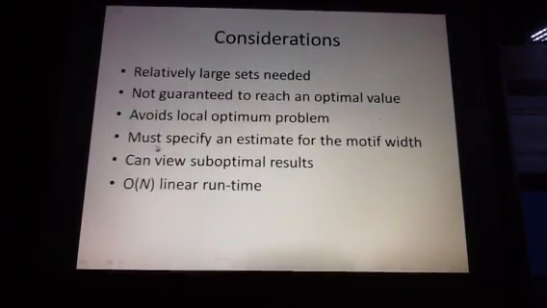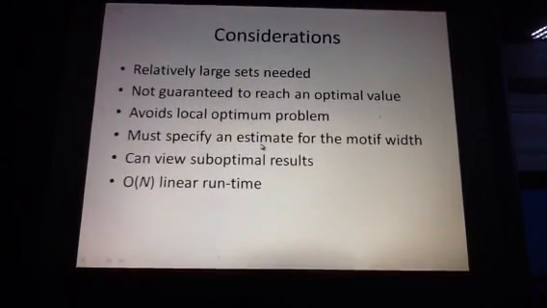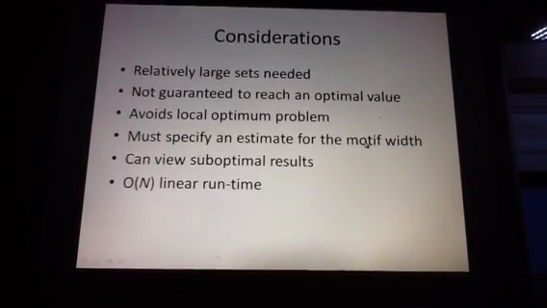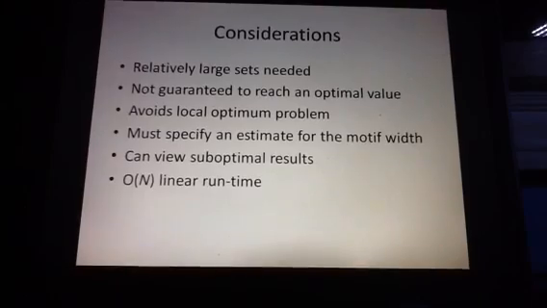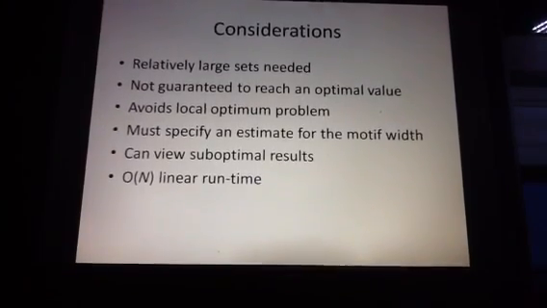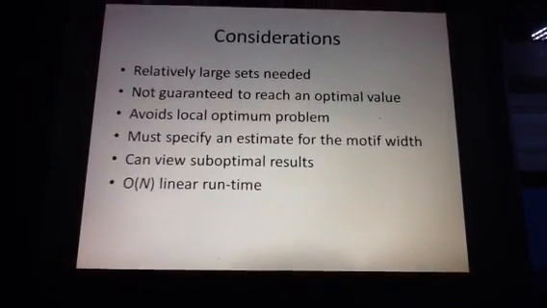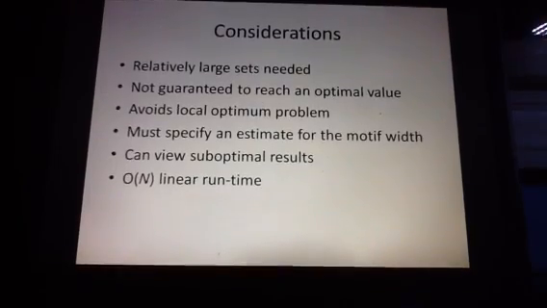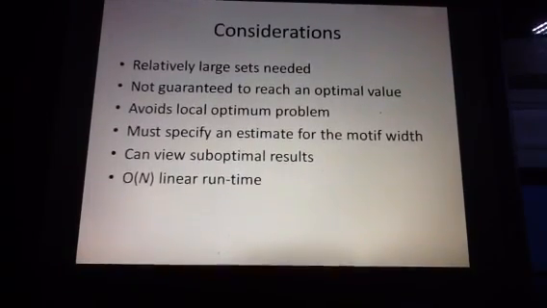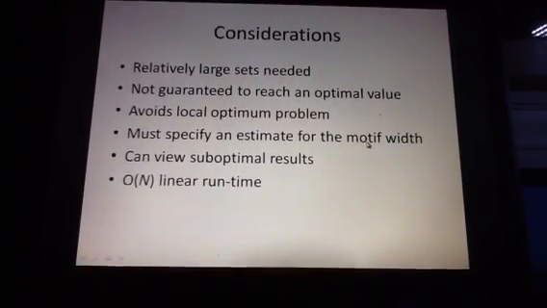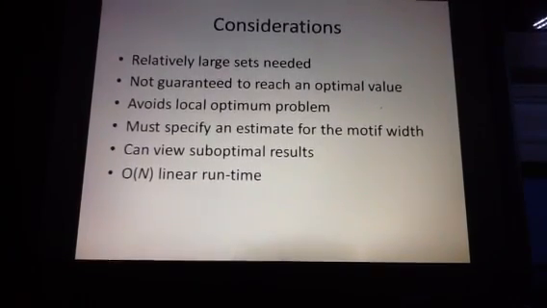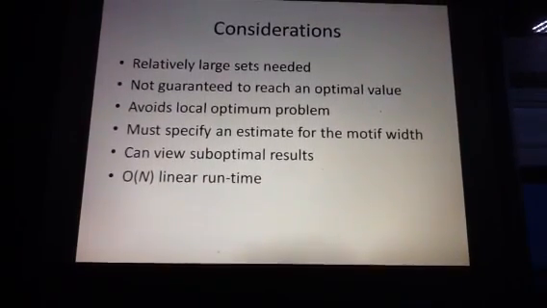Now, another bad thing about the Gibbs sampling is that you have to specify an estimate of the width of your motif. For instance, for the example here, we gave the algorithm an estimate of 7 residues as the length of the motif. So this is one disadvantage of the Gibbs sampling method, because you have to provide an estimate of the motif width.